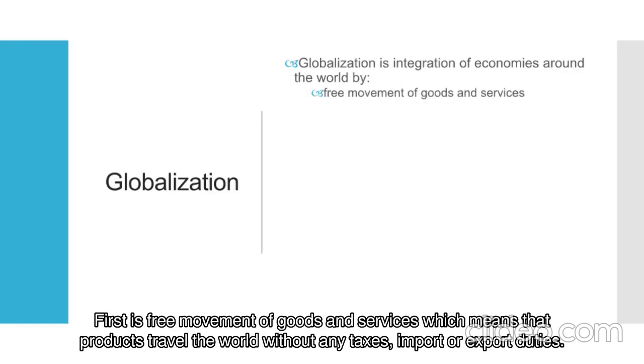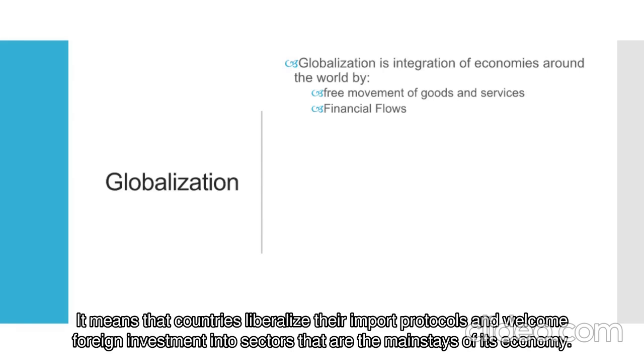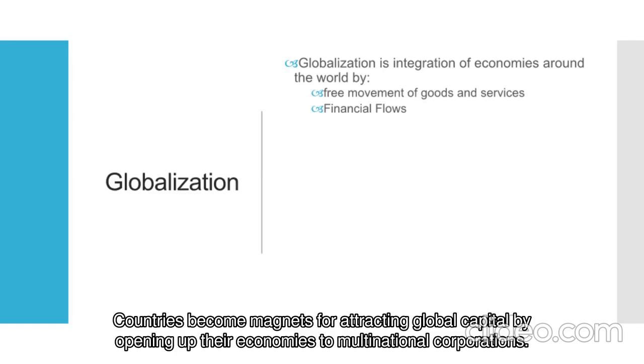First is free movement of goods and services, which means that products travel the world without any taxes, import or export duties. Second is financial flow, which is when a company in one country agrees to invest in some other country. It means that countries liberalize their import protocols and welcome foreign investment into sectors that are the mainstays of its economy. Countries become magnets for attracting global capital by opening up their economies to multinational corporations.